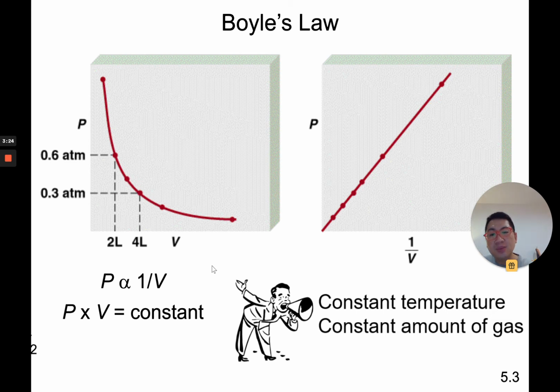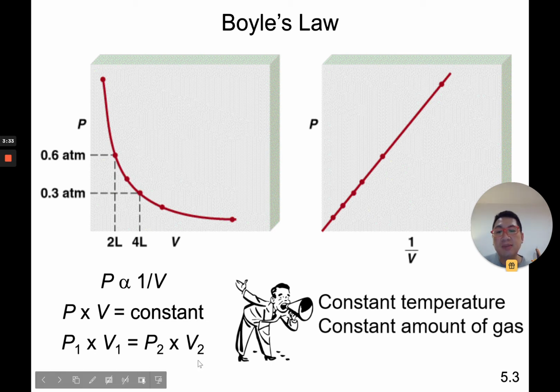It's also written like this: P1 times V1 equals P2 times V2. The pressure of the gas times its volume equals a new pressure times its new volume. That's a times sign, not an X. P1 times V1 equals P2 times V2. So pressure times volume equals new pressure times new volume. Again, we are assuming constant temperature and constant amount of gas in Boyle's law.